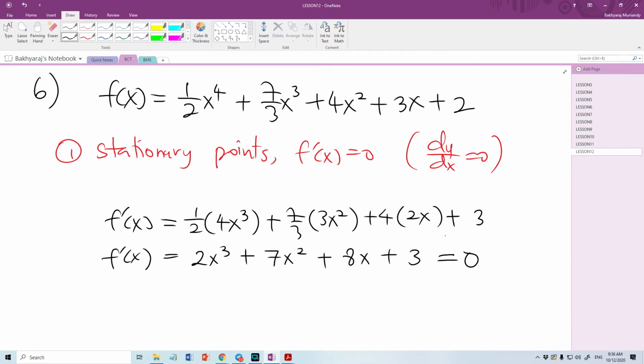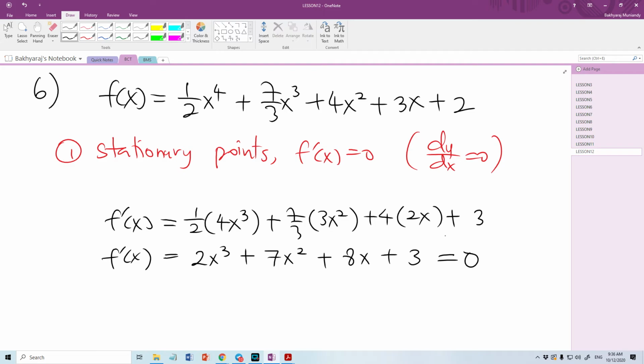Pergi kepada mode. Mode 1, 2, 3, 4. Press 4 times. Tekan 4 kali. Go to degree 1. Sorry, you kena tekan equation. Equation sampai 3 kali kan. 1, 2, 3. 3 kali equation. And go to degree 3. Kena pilih, selalunya you pilih 2. This time you choose 3.